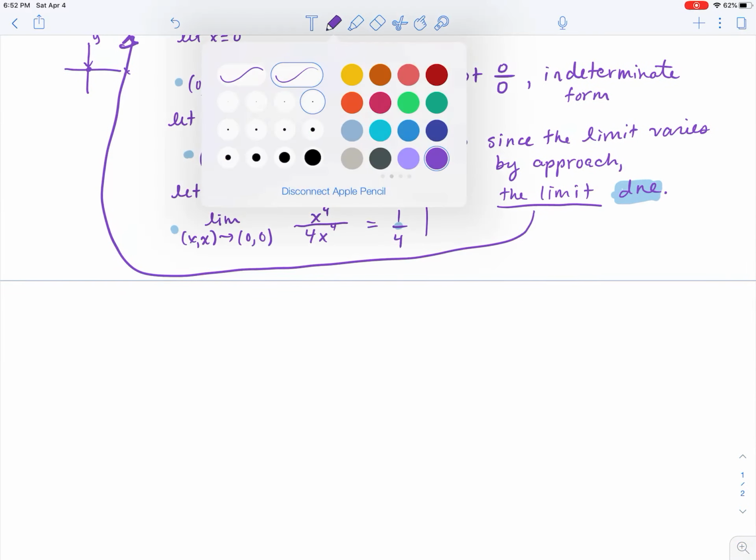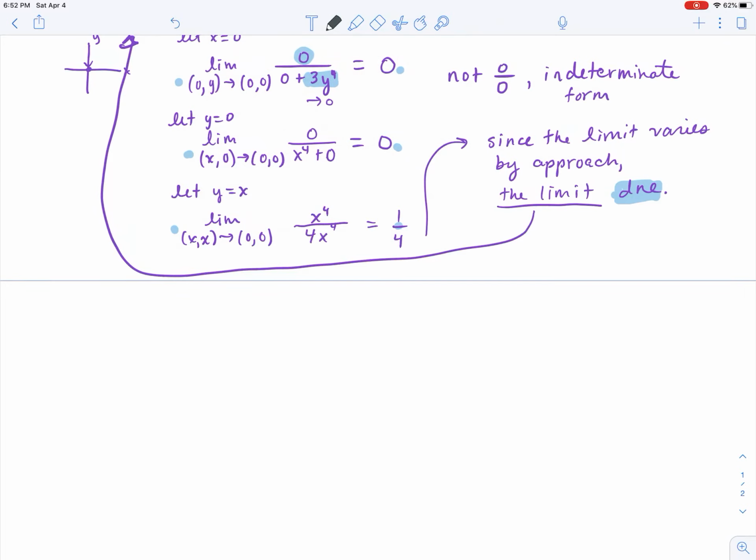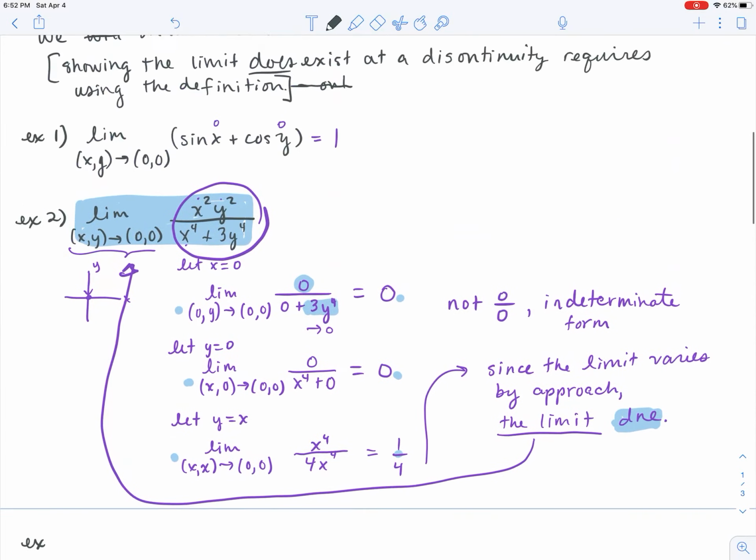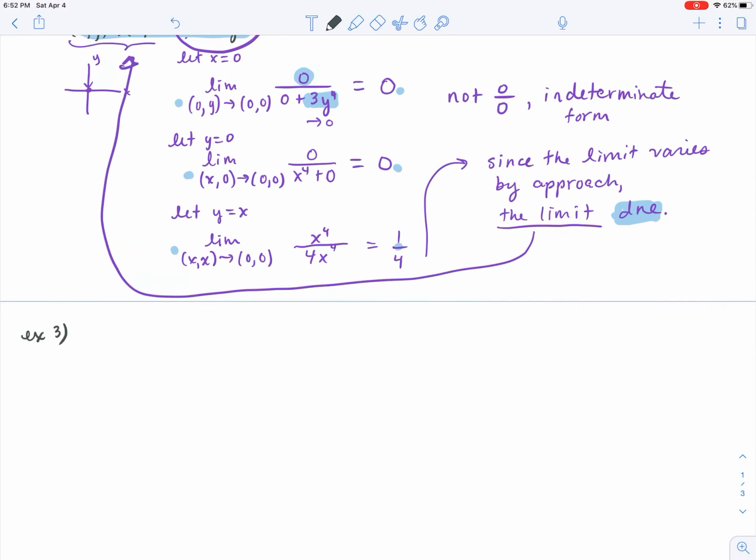So let's do one more. This should be example 3. And we want to look at the limit as (x, y) approaches (0, 0) of x squared y e to the y over x to the fourth plus 4y squared.